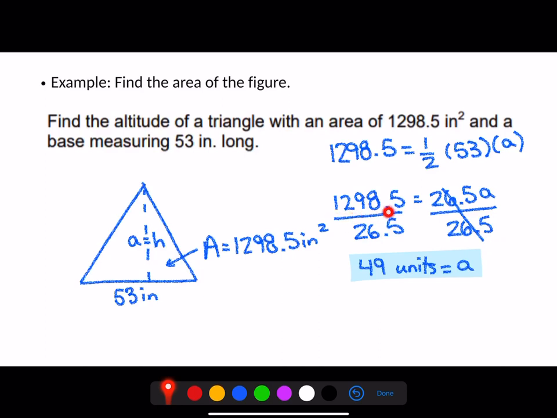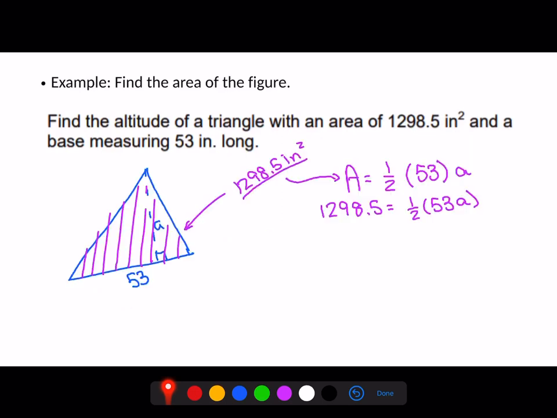And 1,298.5 divided by 26.5 will give us our final answer of 49 units. Now this isn't units squared because, again, this is just a distance. This isn't my area here. I'm just finding the height. Now, maybe like Mr. Garner, this triangle looks different from this triangle. You're absolutely correct, it does.